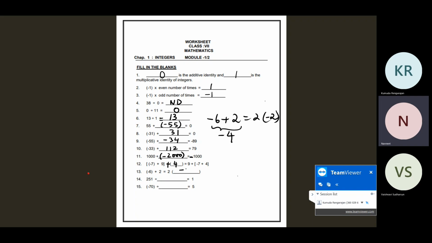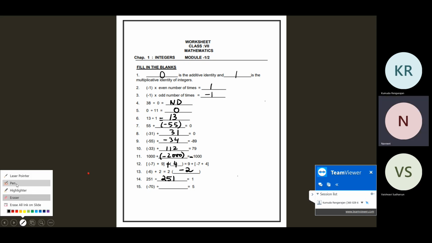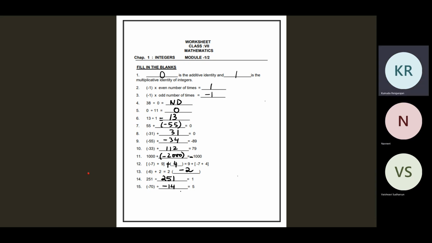Correct? Yes, ma'am. Next one. 251 divided by what is equal to 1? 251. Very good. Next one. Minus 70 divided by minus 14. Minus 14. Very good. Minus 70 divided by minus 14 is equal to 5. Very good, 5. Navneet, is this understood well? Yes, ma'am. Okay. Just give me a minute.